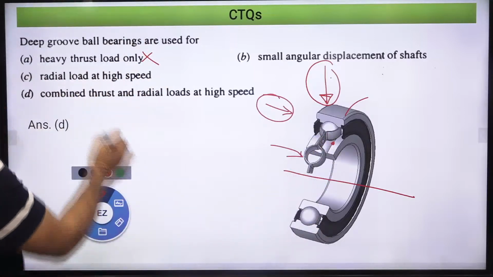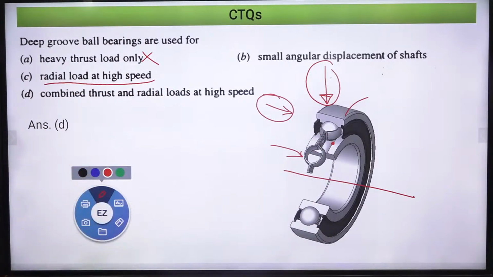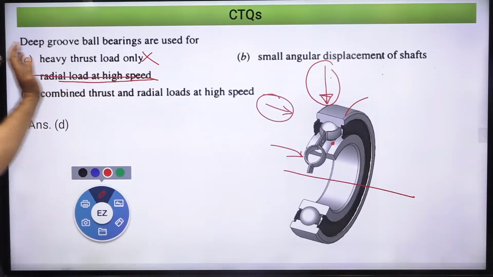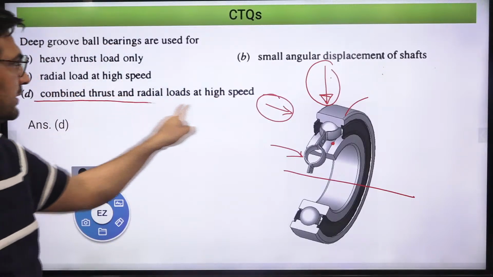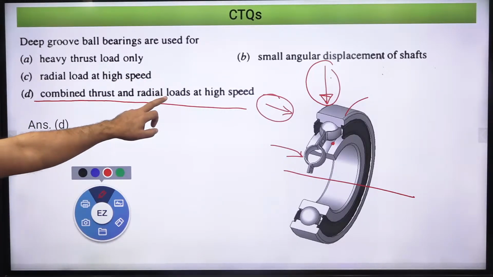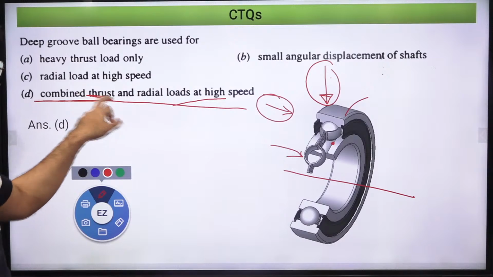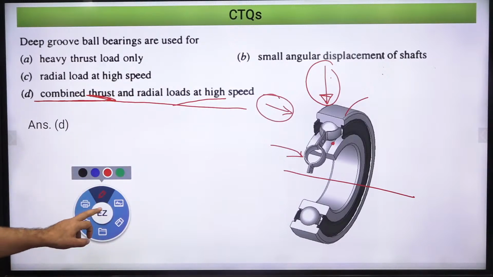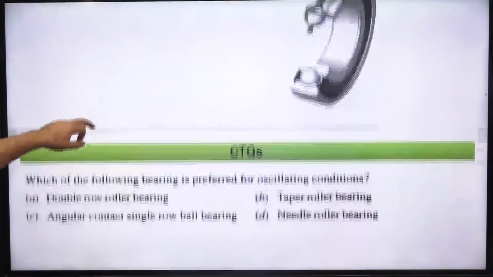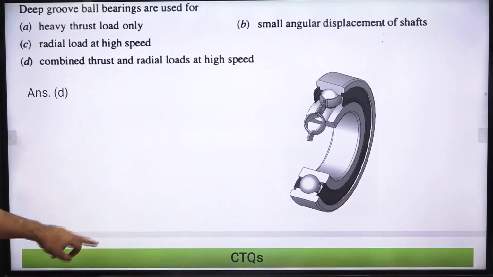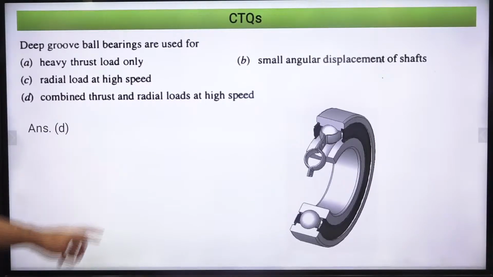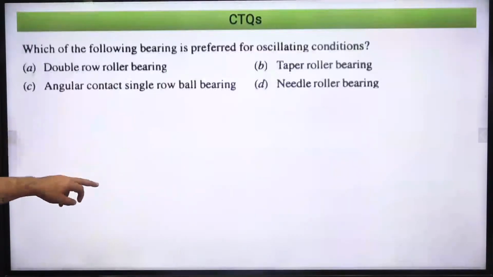Can it accommodate radial loads at high speeds? Yes, it can carry radial load at high speed. That statement is correct. But the most appropriate is the one saying it can carry both loads, because it can also carry the moderate thrust load at high speed. So yes, C. Why are you saying C? C is also a correct answer, but as I told you, you have to find the best answer out of all the options you have.